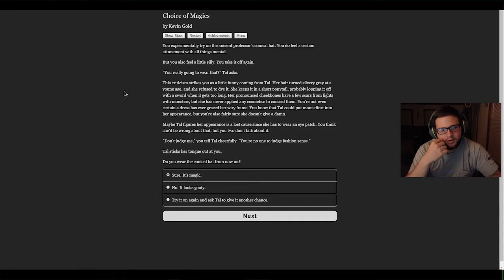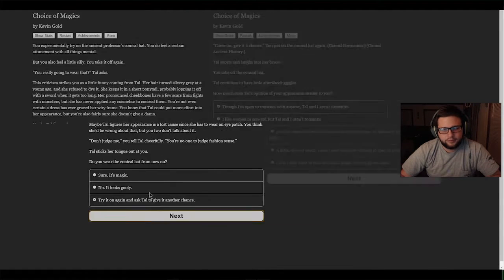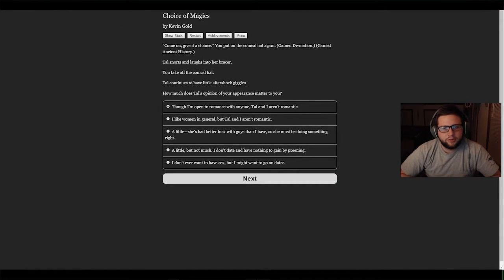Do you want to wear the conical hat from now on? Let's try it on again and see if she'll give it another chance. Come on, give it a chance. You put on the conical hat again. Gained divination, gained ancient history. Tal snorts and laughs into her bracer. You take off the conical hat. Tal continues to have little aftershock giggles.